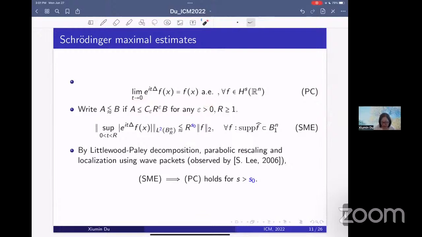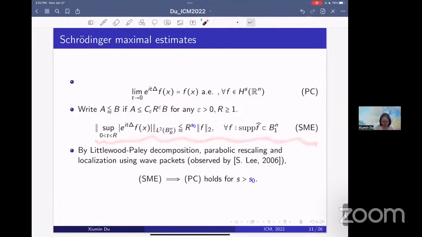So in order to prove the pointwise convergence for all Hs functions, it's sufficient to show that the associated maximal function is bounded from Hs to some Lp space. And after some reductions by Littlewood-Paley decomposition, parabolic rescaling, and a localization argument using wave packets, which was observed by Sanghyun Lee, the problem was eventually reduced to an estimate of this form, which we call the Schrödinger maximal estimate.